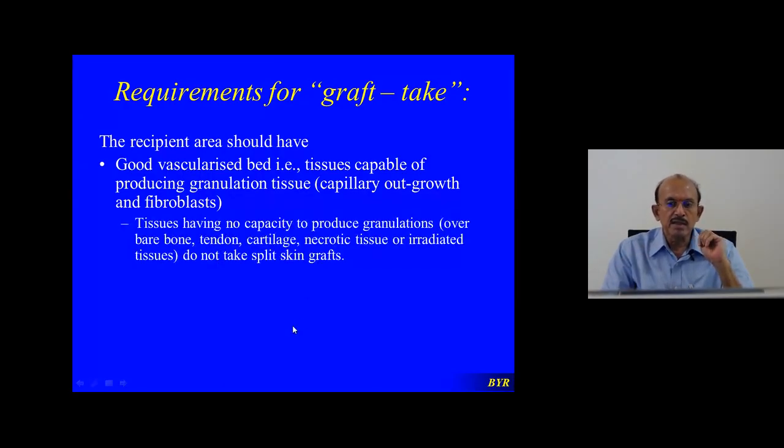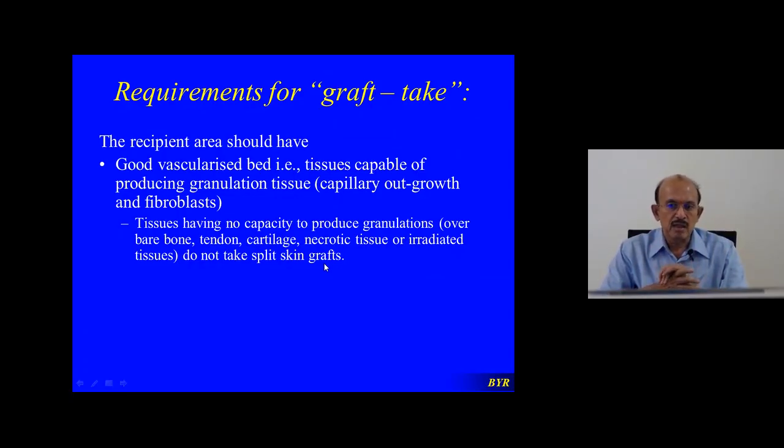Tissues having no capacity to produce granulations, like bare bone, that means bone without periosteum, tendon, cartilage, necrotic tissue, irradiated tissues, do not take split skin grafts. So if you want to put a graft over an area where the tendons have been exposed, the graft will not take up over the tendons. Similarly, bare bone, if the bone is exposed, then this graft will not take up.